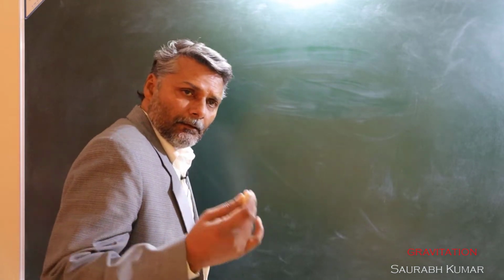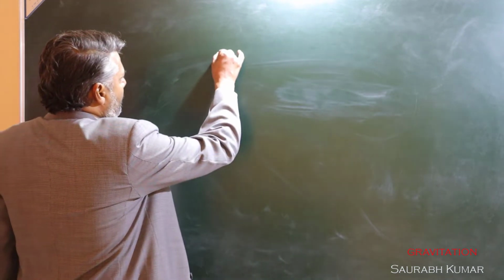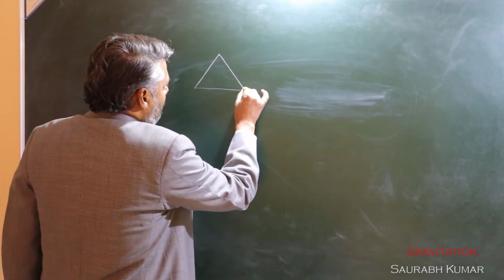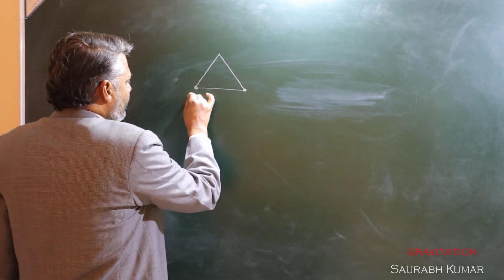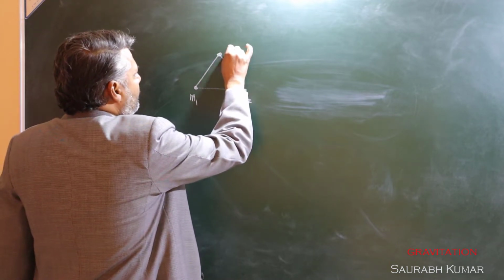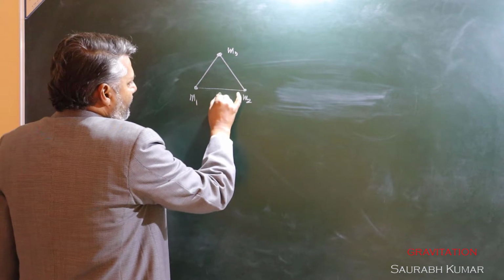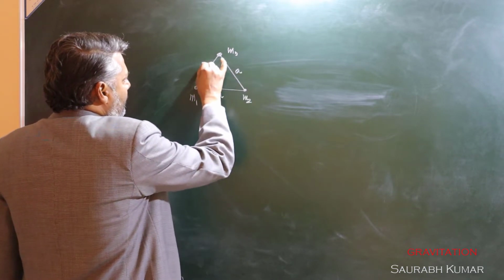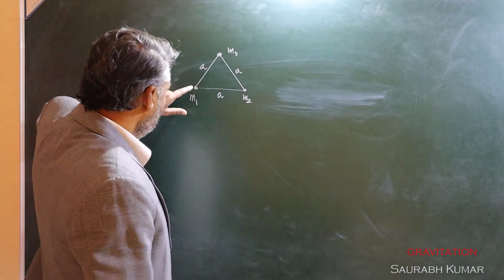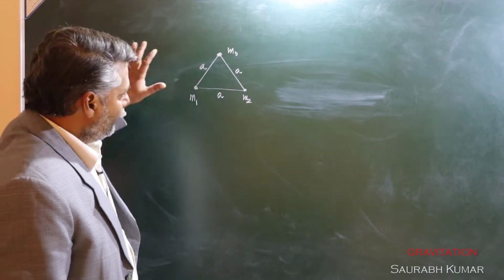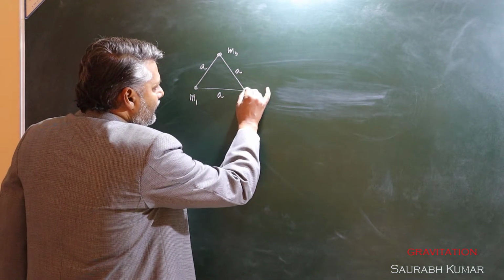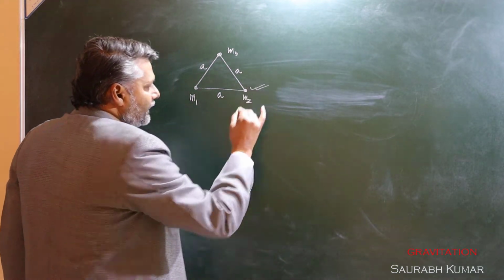let me consider one example. Draw this diagram. Suppose three particles of mass m1, m2 and m3 are placed at the vertices of an equilateral triangle. So you have three particles at the vertices. The side of the triangle is a. We have to find how much is the net gravitational force on m2.